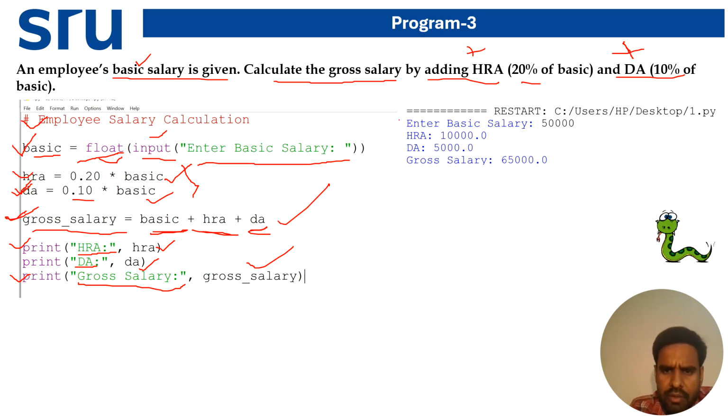If you run this program, it asks you to enter the basic salary. Now I'm giving 50,000. What is 20% of 50,000? It is 10,000. Now DA is 10%, so 10% of 50,000 is 5,000. Now what is the gross salary? Gross salary is basic salary plus HRA plus DA. It is coming to 65,000.